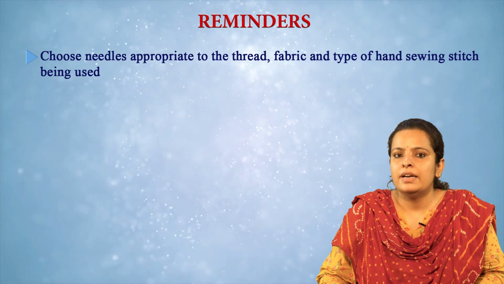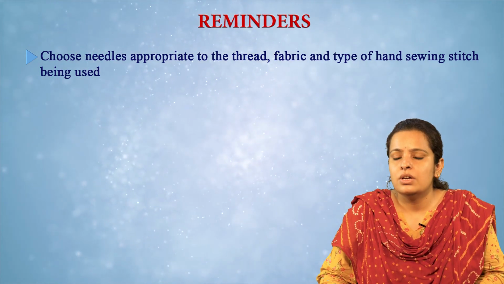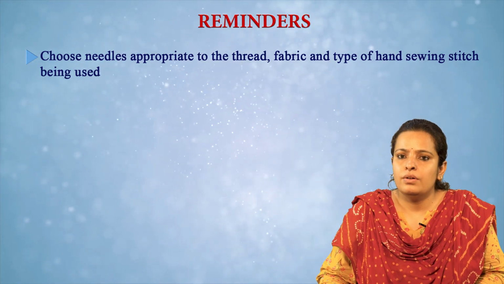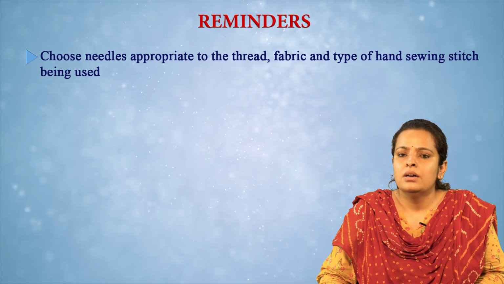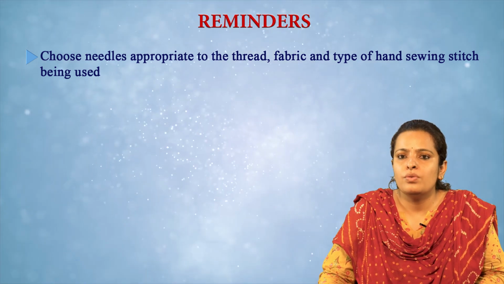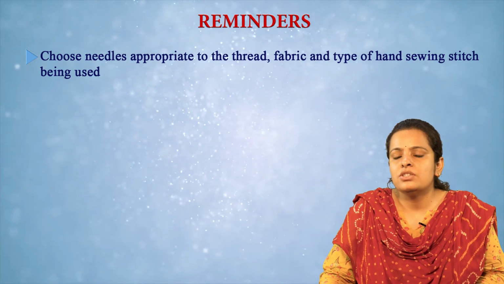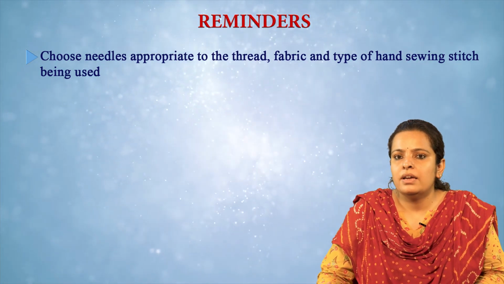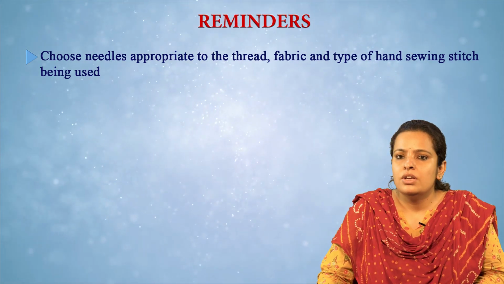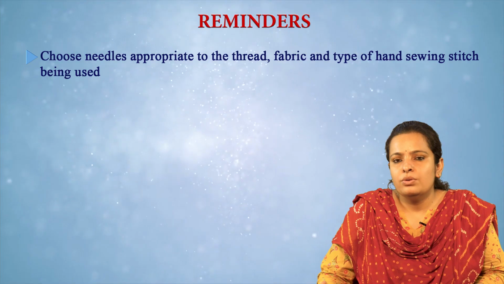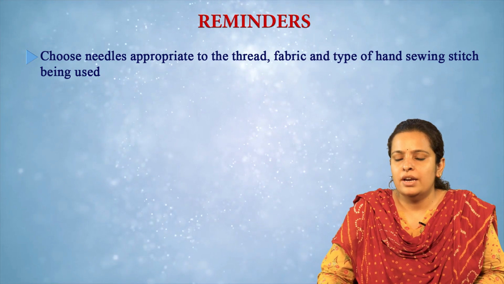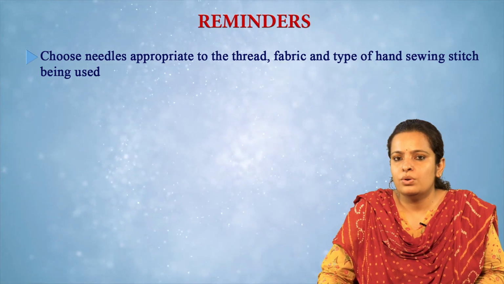The fabric and the type of hand sewing stitch are also important. If we want to create a herringbone or the catch stitch, you should know for which type of fabric the catch stitch is suitable. You can identify the fabric, and according to that you can identify the stitch you want to create.